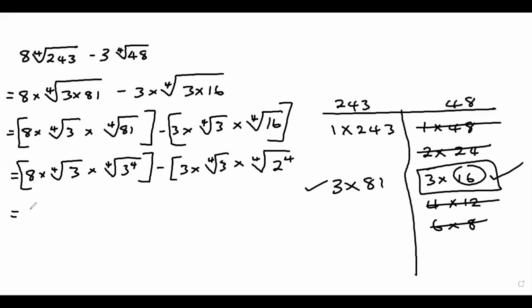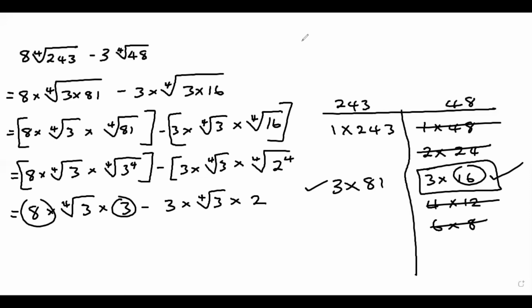So we'd have 8 times the fourth root of 3 times 3, minus 3 times the fourth root of 3 times 2. So 8 times 3 would give us 24. So that would be 24 fourth root of 3, minus 3 times 2, that's 6. So that would be 6 fourth root of 3.